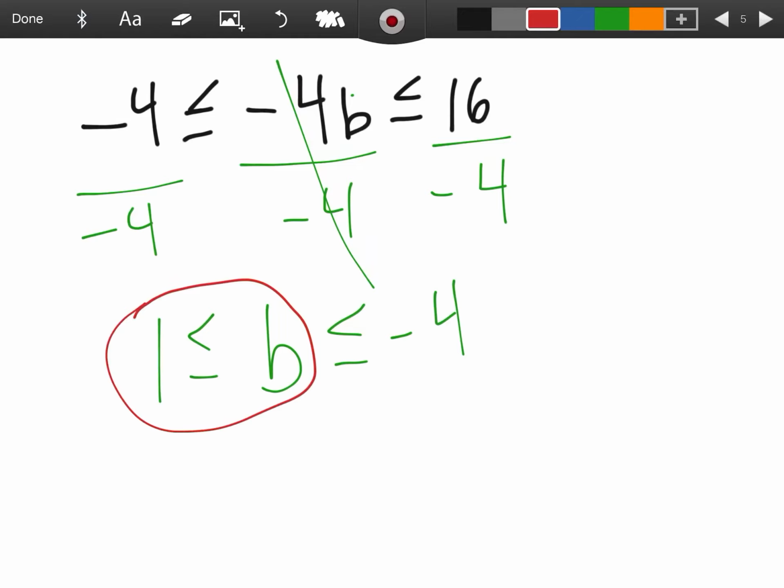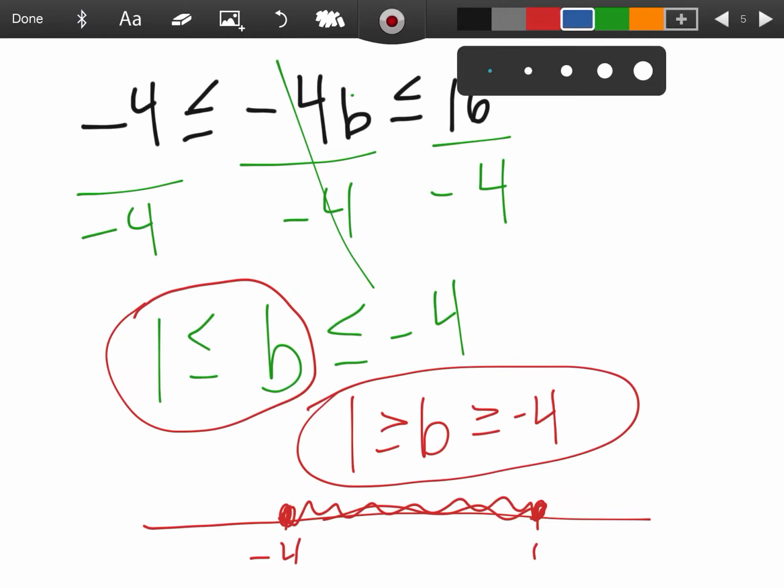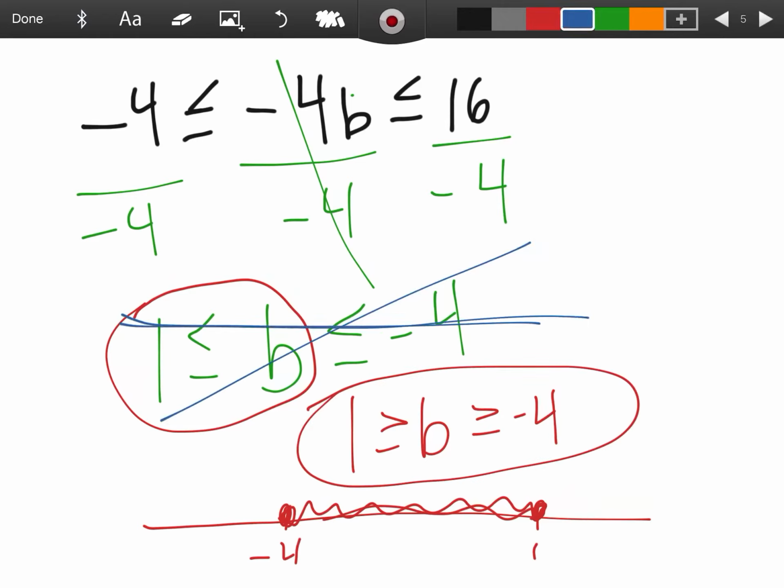Okay, so again, we need to switch the signs in this case. If we switch the signs, we would write it as, well, b is less than or equal to 1 and greater than or equal to -4. My apologies on some of those slip-ups. So -4 is here, 1 is here, and we are just going to be between the two of them. Okay, so this here is our correct answer up here, and again, make sure you continue to flip the sign.